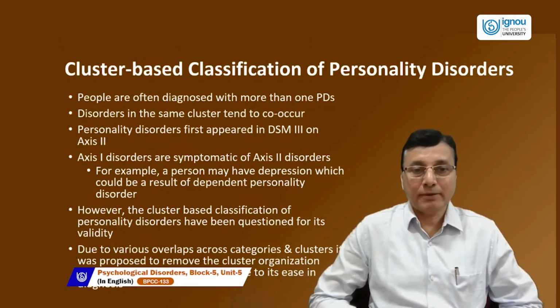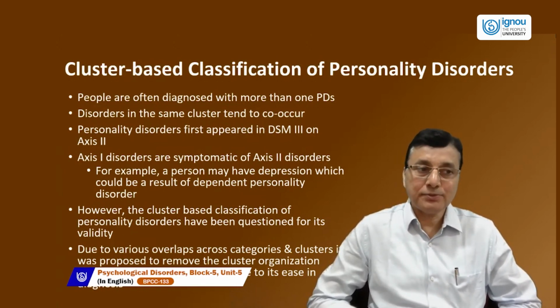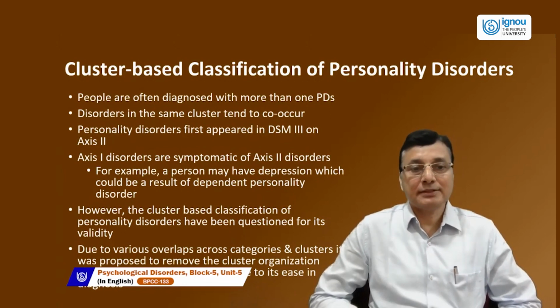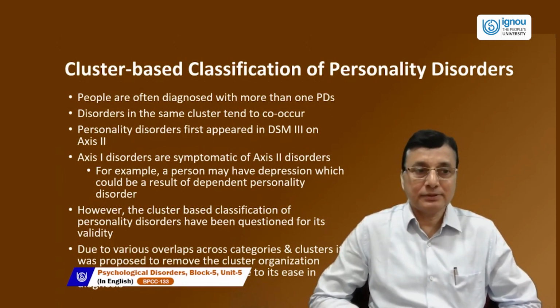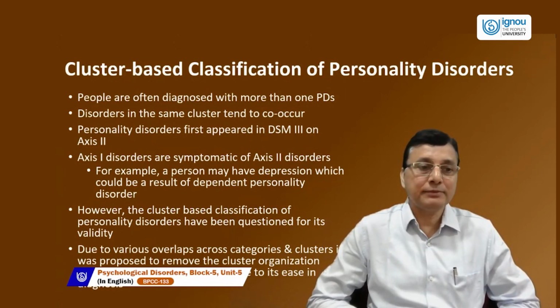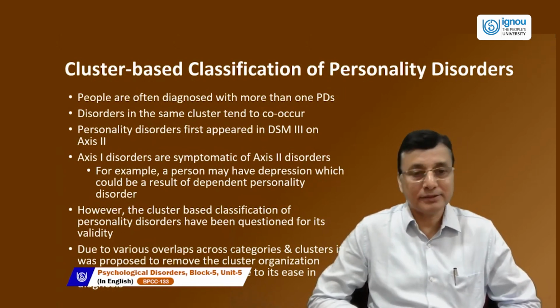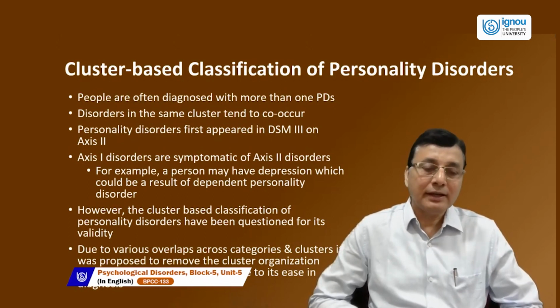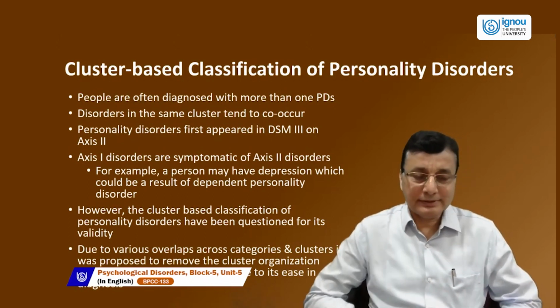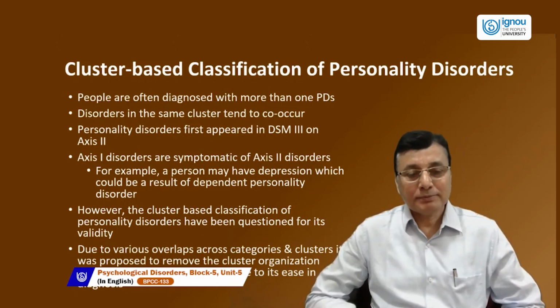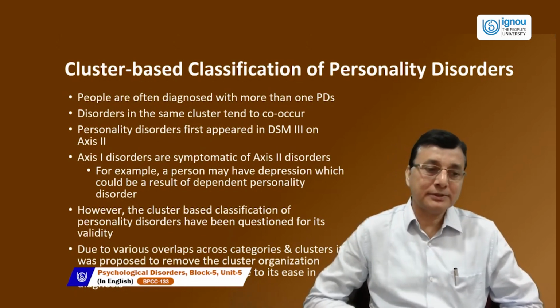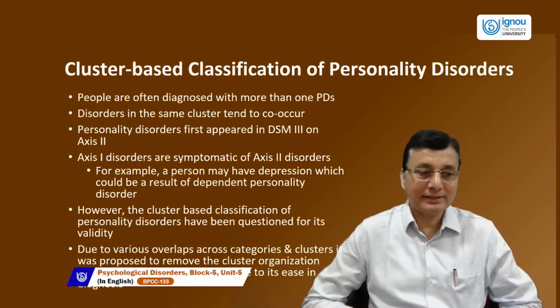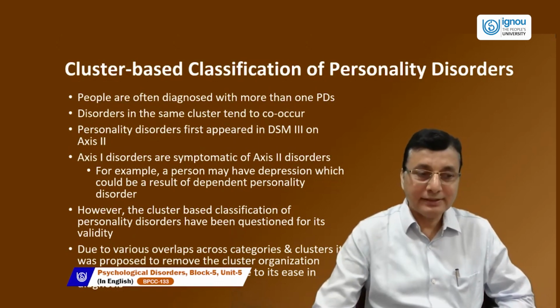Personality disorders first appeared in DSM-3 on axis 2. Axis 1 disorders are symptomatic of axis 2 disorders. For example, a person may have depression, which could be a result of dependent personality disorder. However, the cluster-based classification of personality disorders has been questioned for its validity. We are not going into detail on this. Due to various overlaps across categories and clusters, it was proposed to remove the cluster organization from DSM-5, but it still pertains due to its ease in diagnosis.